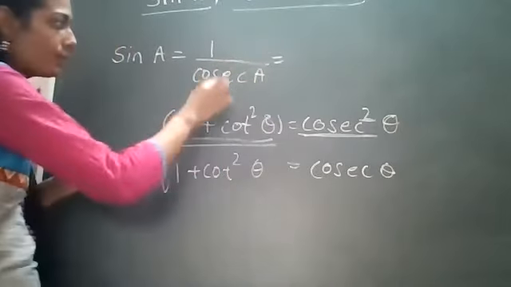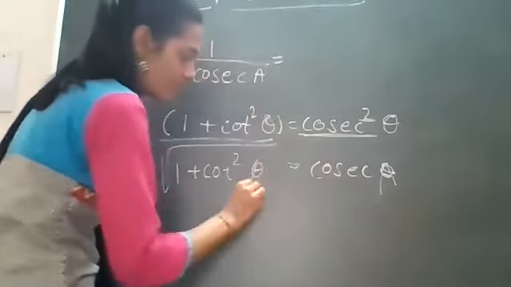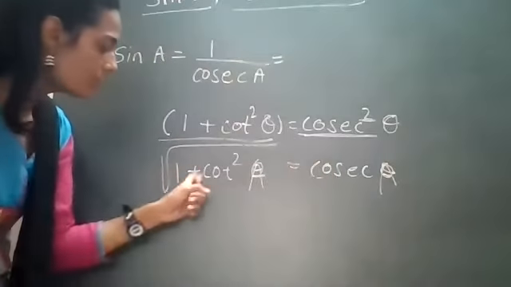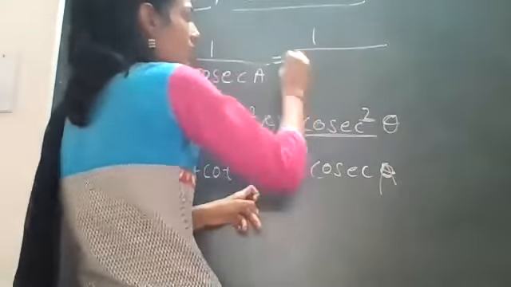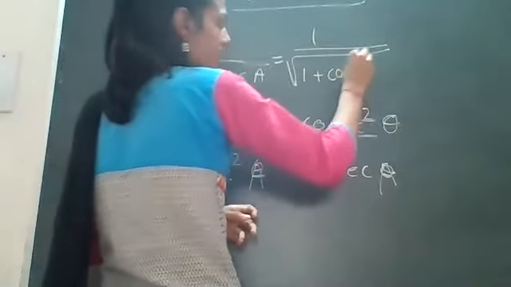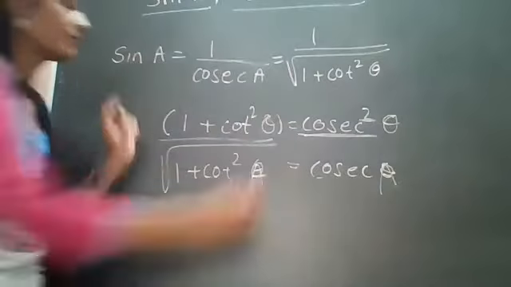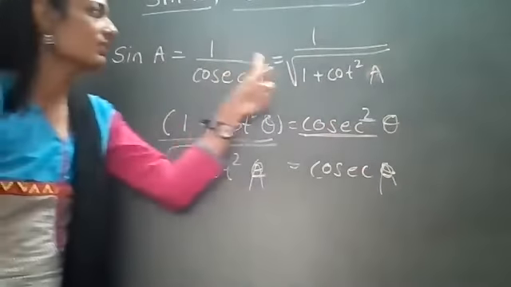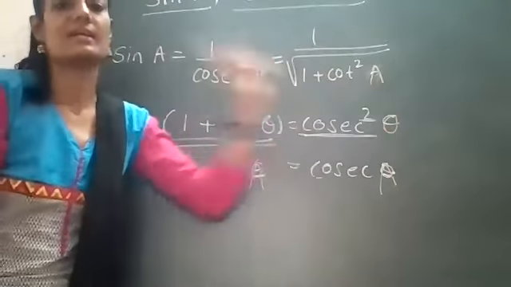So now 1 upon cosec A. Here instead of theta, A is given, so we are putting A. So instead of cosec theta, we can write under root of 1 plus cot square A. So directly I am writing 1 upon under root of 1 plus cot square theta. The value of sin A is equal to 1 upon under root of 1 plus cot square A.